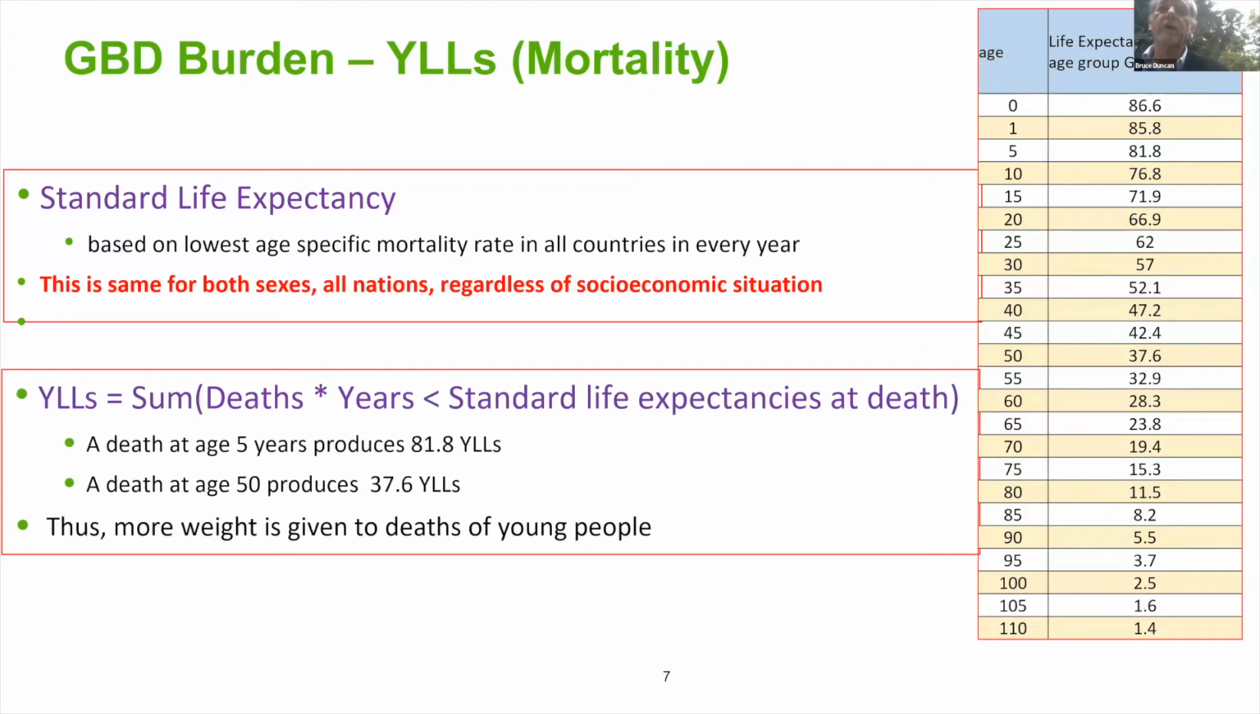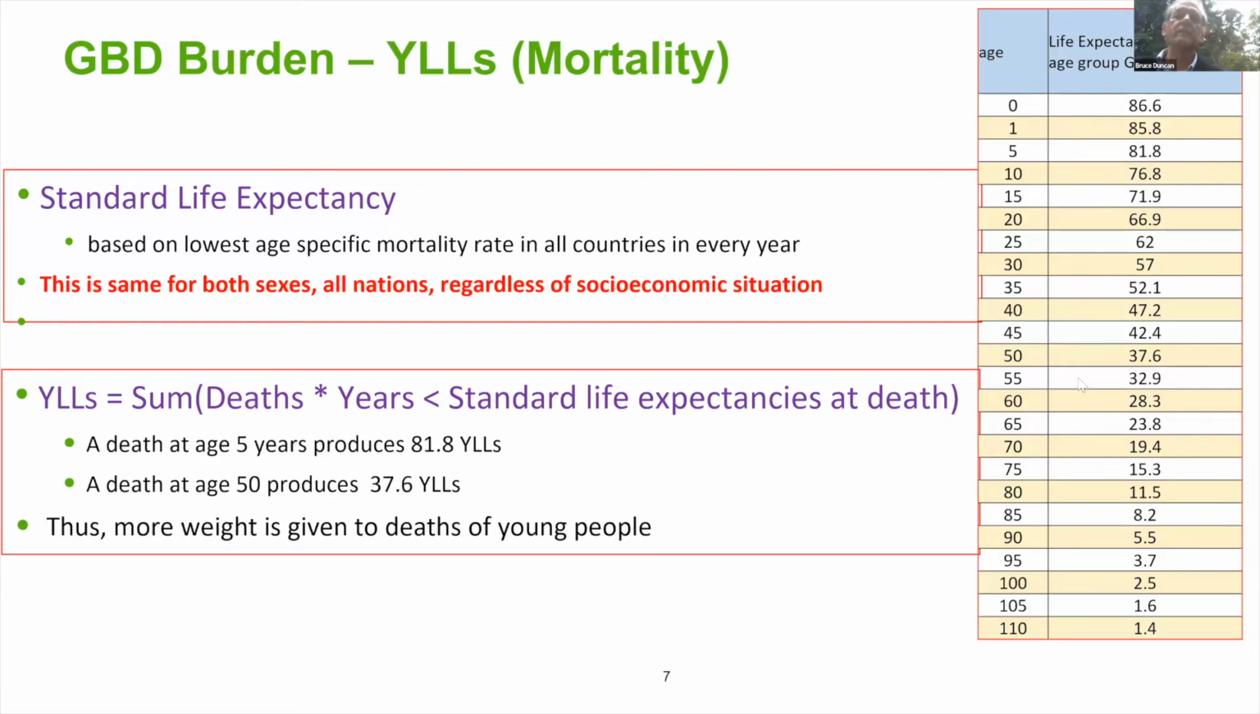And then to calculate YLLs, we have deaths in a given population, for example, if it's Brazil, taken from the Brazilian Mortality Information System. If someone dies at 5, as you can see from the table, his life expectancy was 81.8 years when he died. So his death contributes 81.8 YLLs, years of life lost. If someone died at 50, it produces only 37.6 YLLs. Thus, more weight is given to deaths that occur among young people.